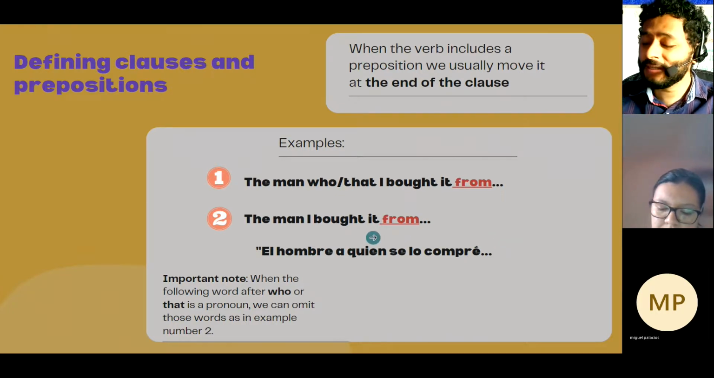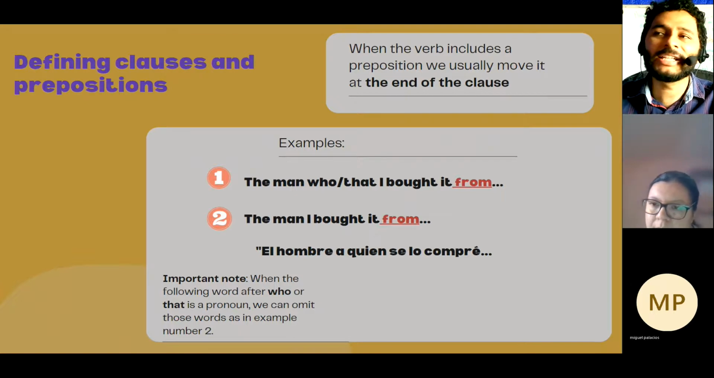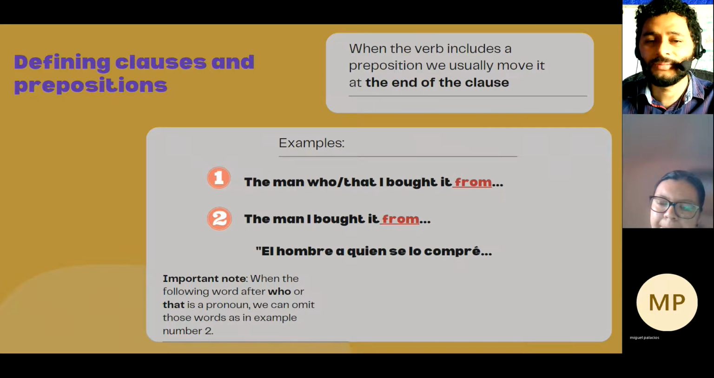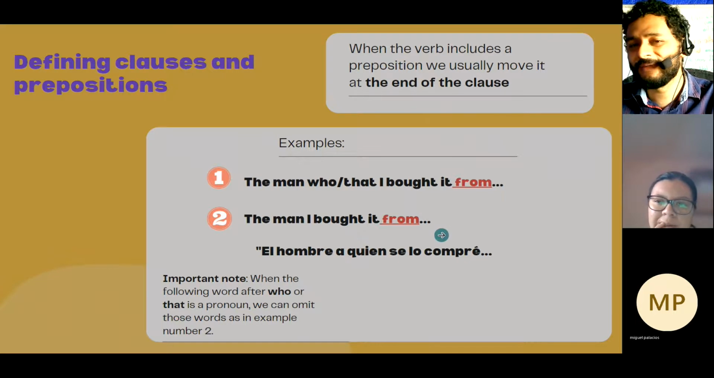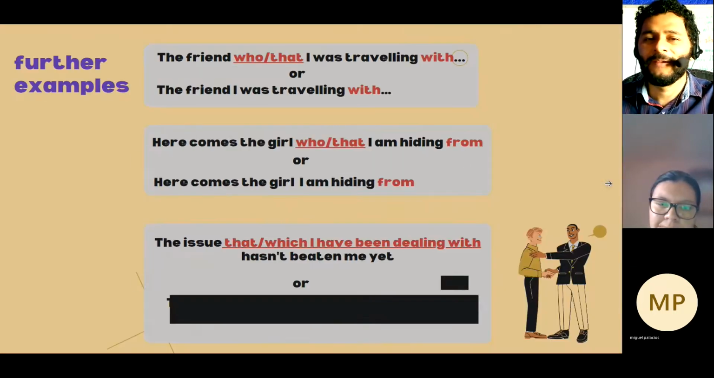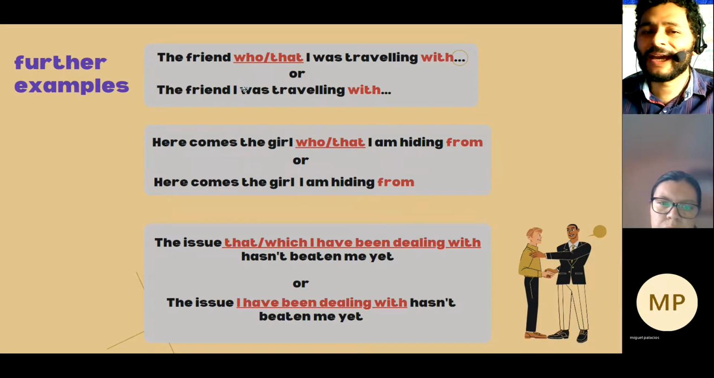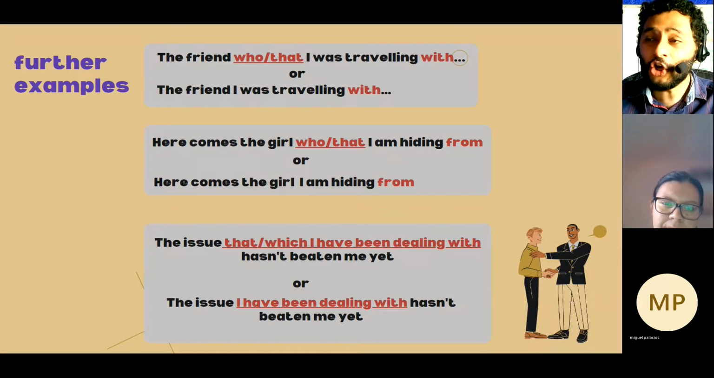Ahora, para entender eso bien, hay que ver qué es lo que decimos en inglés. Cada vez que tú en español dices el hombre a quien se lo compré, dices a quién. Esa es una preposición, ¿a quién se lo compré? Esa preposición tiene que aparecer al final. Mira, vamos a ver otros ejemplos. ¿A qué me refiero? El amigo con el que estaba viajando. ¿Te das cuenta cómo pones una preposición? Dices el amigo con el que estaba viajando. Ese con, que tú dices en español, ese con tiene que aparecer al final de la cláusula.